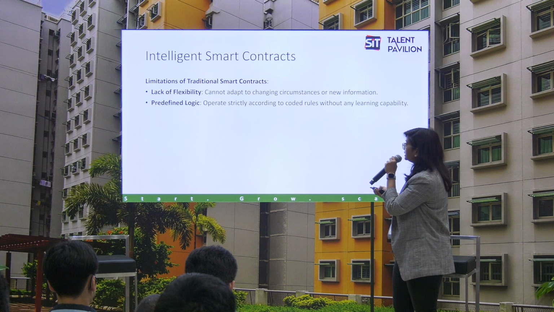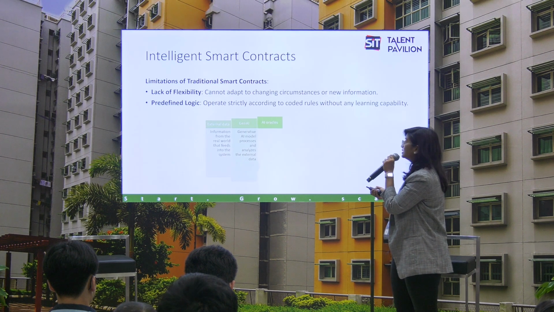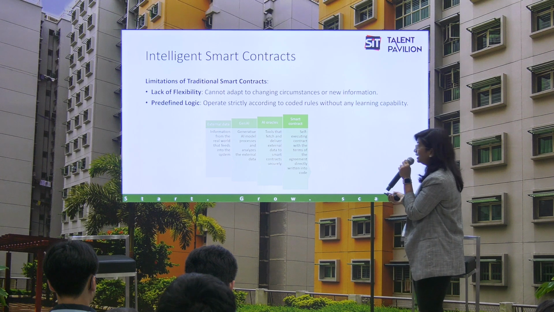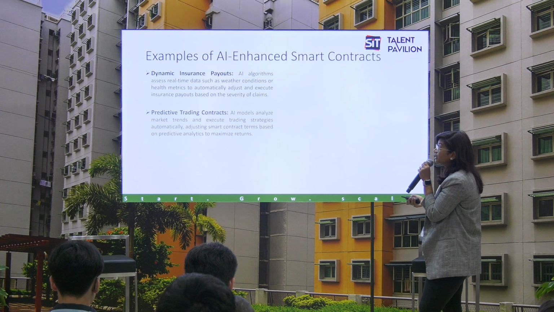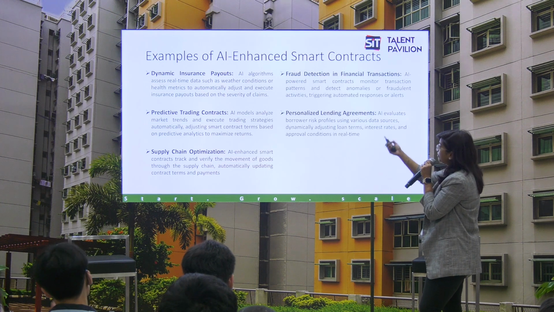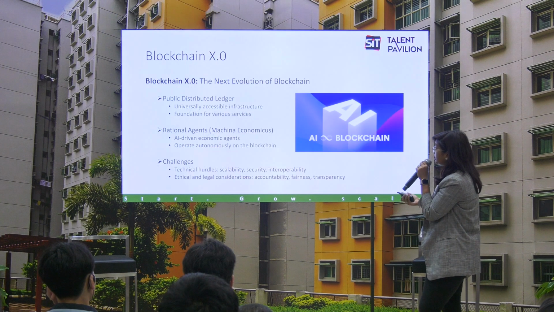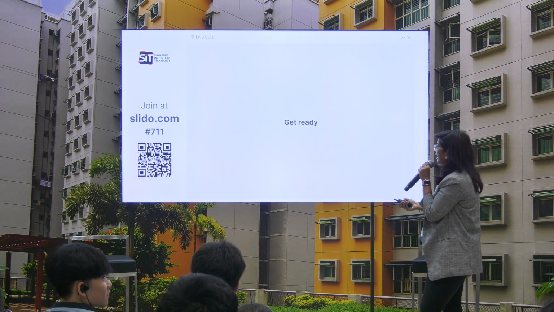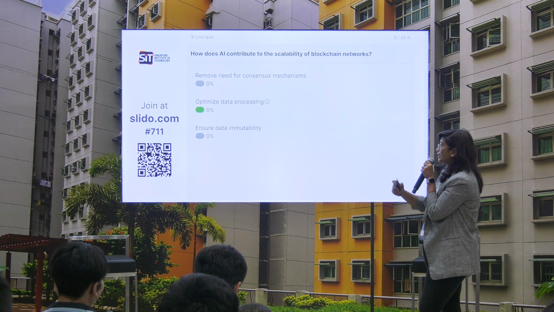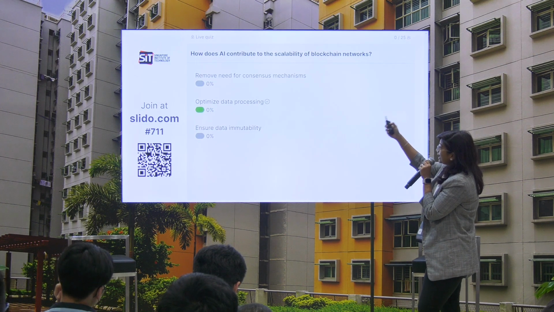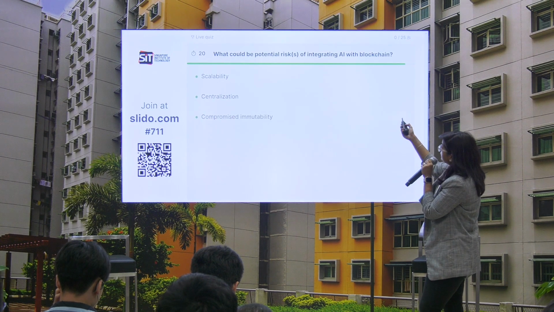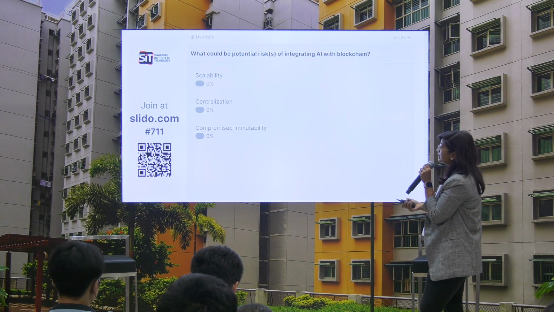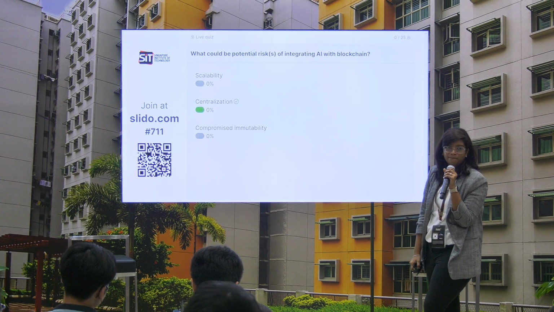Those are some of the limitations: the limitations of smart contracts are flexibility and predefined logic, which is covered by AI by making it more scalable, right? Some examples of AI-enhanced smart contracts. I think I'll skip this question. I already got the end card, but I want to share that AI contributes to optimizing data processing, and the potential risk of integrating AI with blockchain is a centralization risk, right?